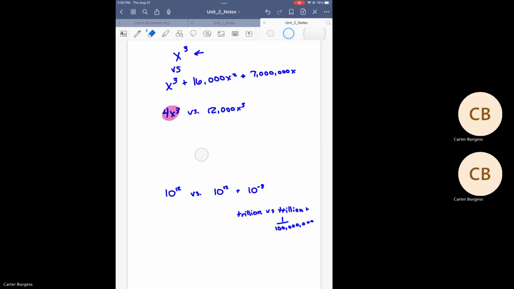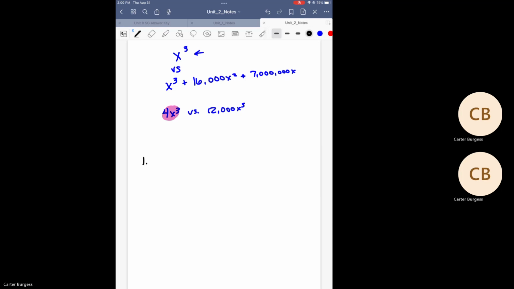Okay, so we have this long polynomial. We say, okay, well, really for end behavior, I'm only looking at what comes in front. What does that actually tell us? What kind of information does that give us? There are two different rules that we are going to follow.